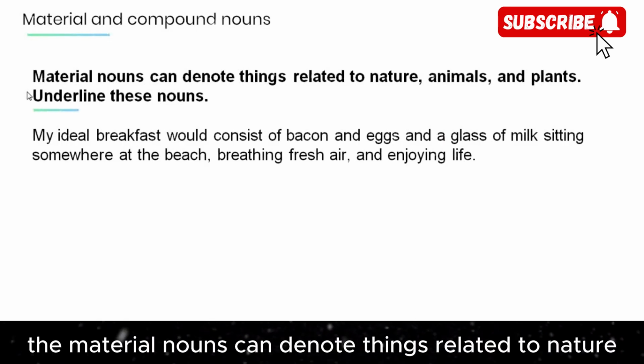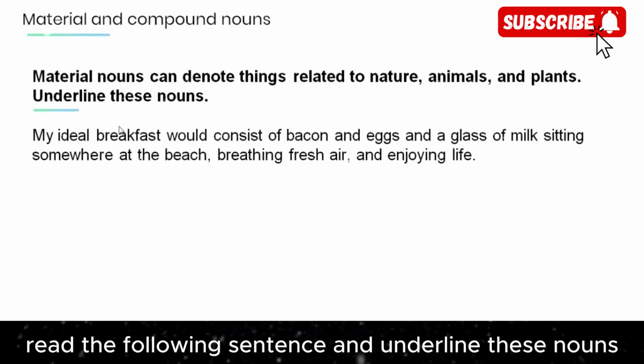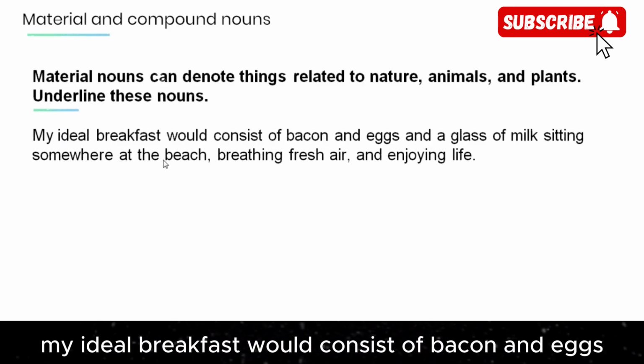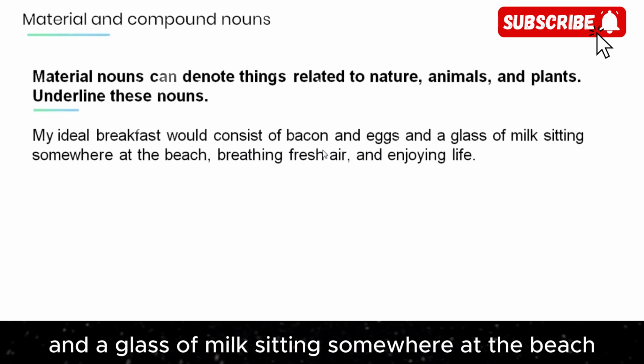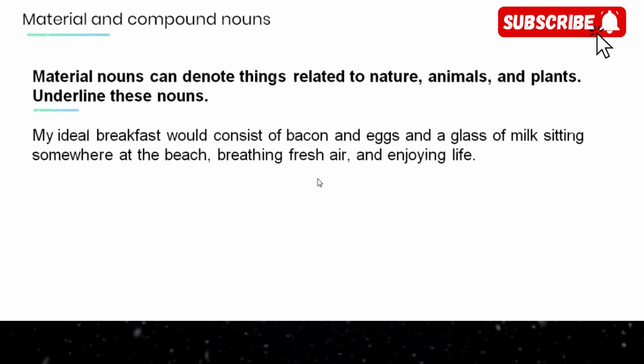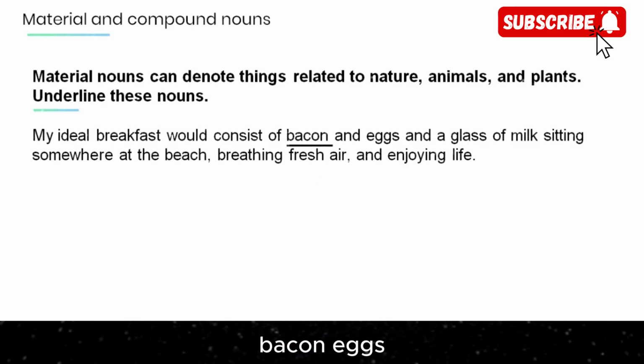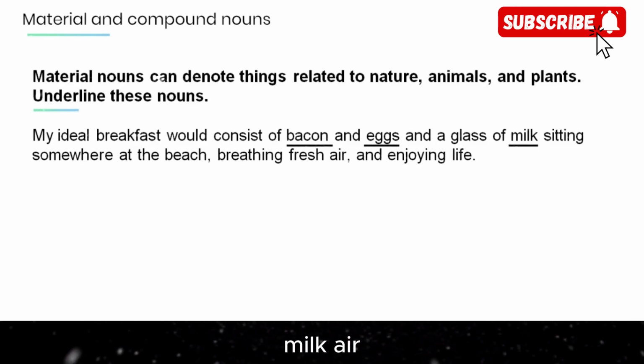Also, remember, the material nouns can denote things related to nature, animals, and plants. Now read the following sentence and underline these nouns. My ideal breakfast would consist of bacon and eggs and a glass of milk sitting somewhere at the beach, breathing fresh air and enjoying life. Bacon, eggs, milk, air.